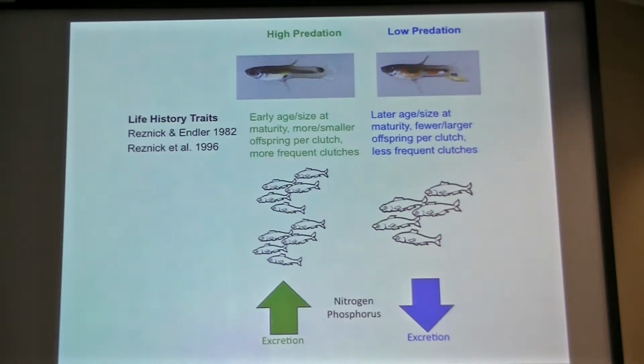Well, one potential reason relates to nitrogen and phosphorus excretion rates. Nitrogen and phosphorus excretion scales with body size, such that the same biomass of fish, if that biomass is represented by a lot of small fish, is going to excrete nitrogen and phosphorus at a higher rate than if that biomass is held within a few large fish.